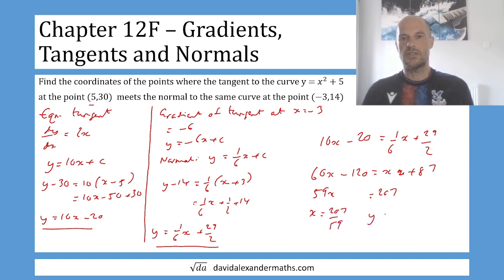And if x is 207 over 59, then y is 10 times that, take away 20. So I'll multiply that by 10 and then subtract 20. Or I could substitute it into the other equation, but the other equation is a little bit of a fiddle. So y is 890 over 59. And we're done.